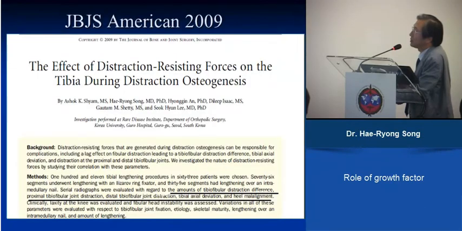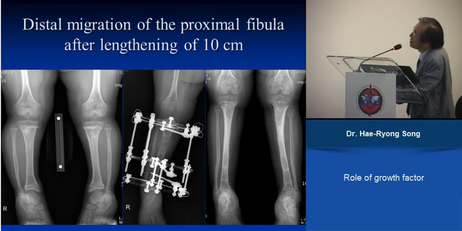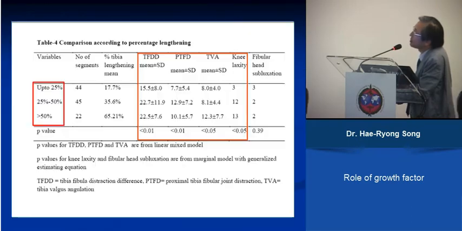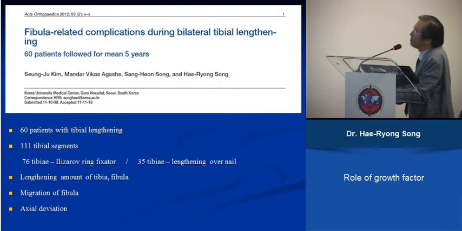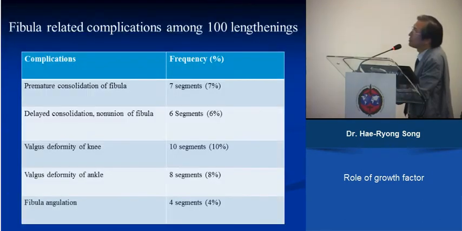And also we reported this result in 2009, and then we found the distal migration of the proximal fibula here. And then we found that more than 25% of patients had a tibia-fibula distraction difference, also distal migration of the proximal fibula or tibial varus deformity. Also, we had a second study of 100 tibial lengthenings, and then we reported fibula-related complications.